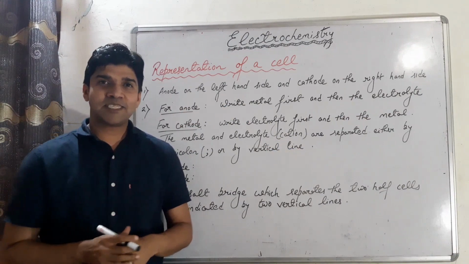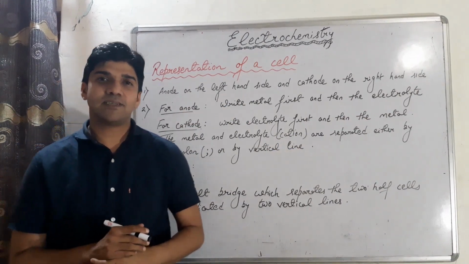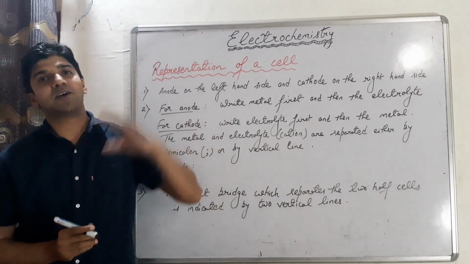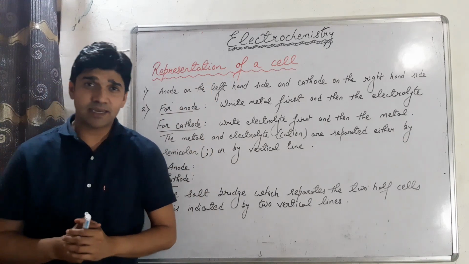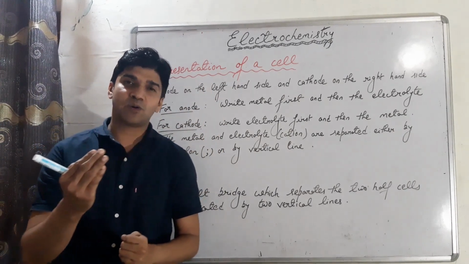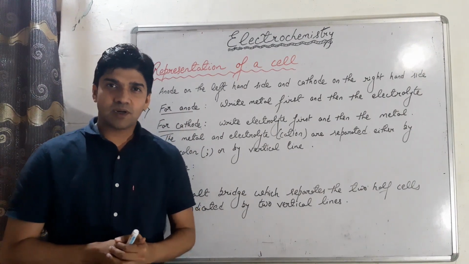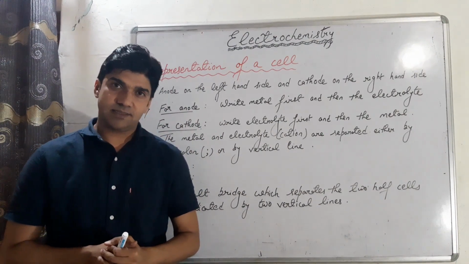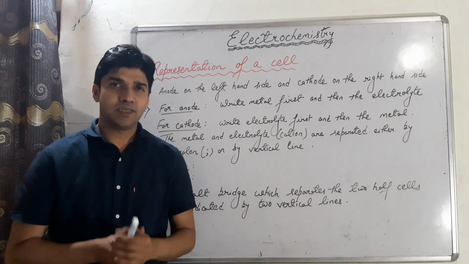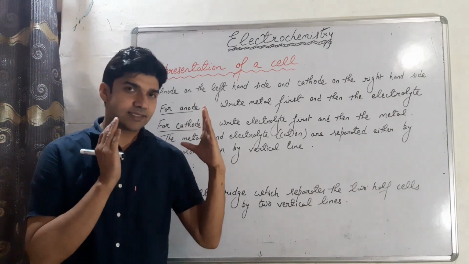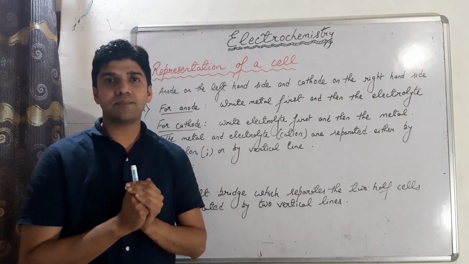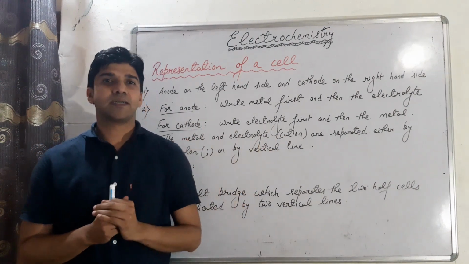Okay, now come to the last topic of today's lecture, that is representation of a cell, that how can you represent an electrochemical cell with the help of oxidation and reduction reactions occurring in a cell. So we should follow some conventions here, some steps here.